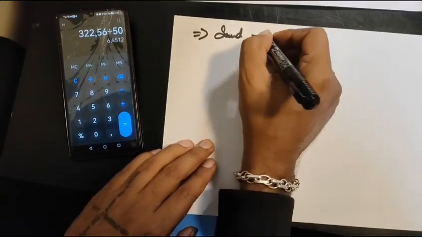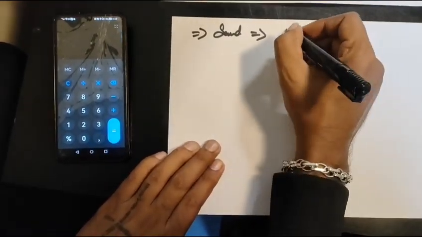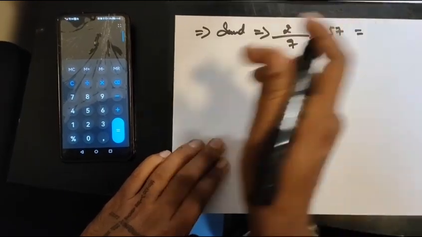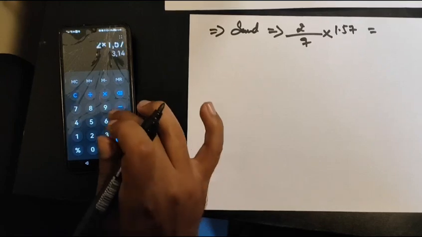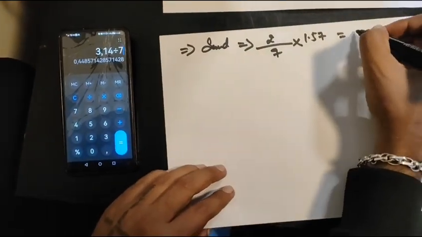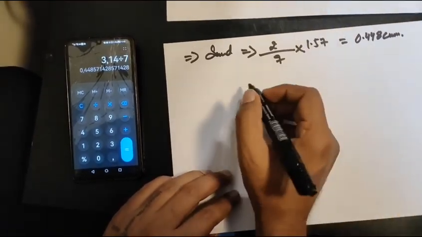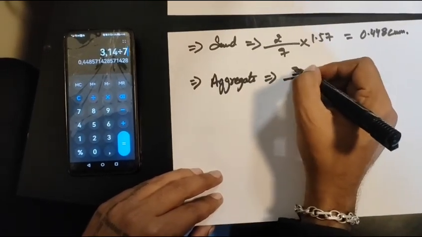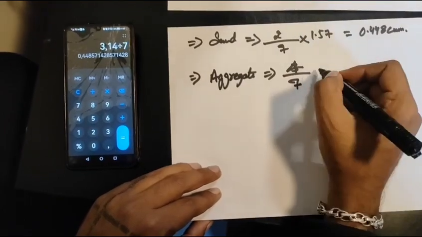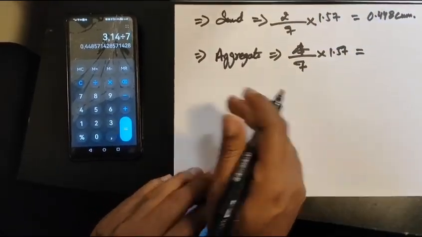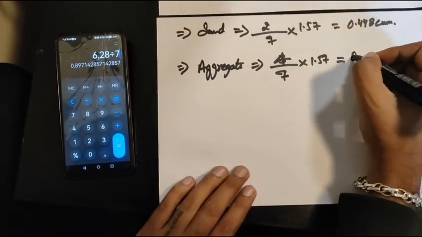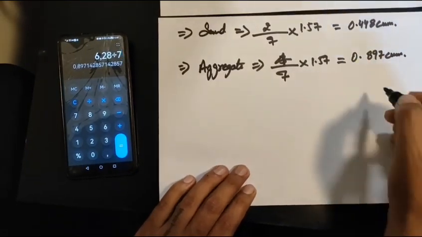Now let's find out the quantity of sand and aggregate. So sand, the ratio is 2 divided by sum of ratios, which is 7, multiplied by dry volume, which is 1.57. So it is 2 multiplied by 1.57 divided by 7, which is 0.448 cubic meter. Let's find out the quantity of aggregate. Ratio is 3. Oh, sorry, it is 4. Sum of ratio is 7 multiplied by dry volume. 4 multiplied by 1.57 divided by 7, which is 0.897 cubic meter.